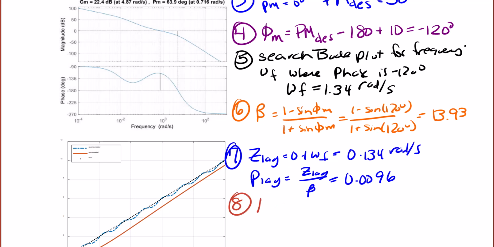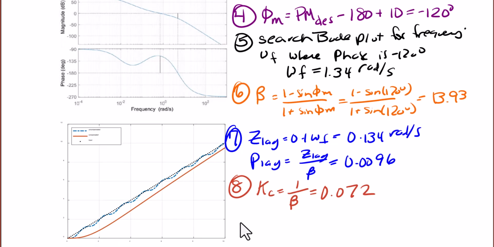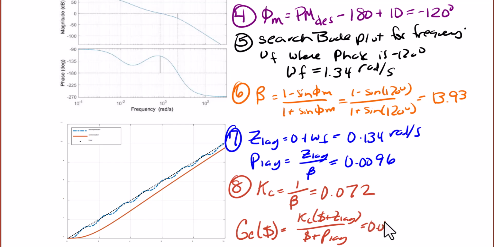And then step 8 is to find the gain, Kc, for the compensator, which is 1 over beta to compensate for the attenuation from the lag compensator. So that is going to be 0.072. And then finally, we draw the transfer function for the compensator, which is Kc times (S plus Z lag) over (S plus P lag), or 0.072 times (S plus 0.134) divided by (S plus 0.009621).